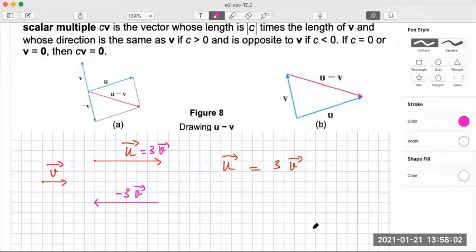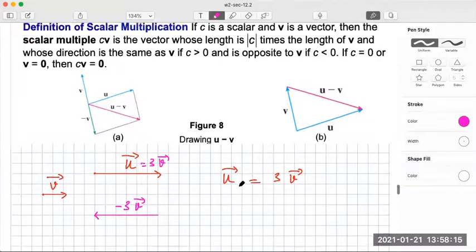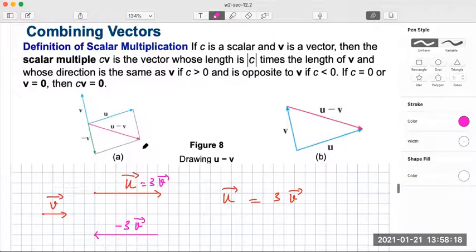Because the length of vector v here is 2 units, and the length of vector u here is 6 units. Okay, that is scalar multiplication. Or if you look at this figure, figure 8, v is the blue vector here, right? v is right here, pointing in this direction. Therefore, -v is a vector with the same length, but pointing in the opposite direction. So the green one here is the -v. Do you agree with that?